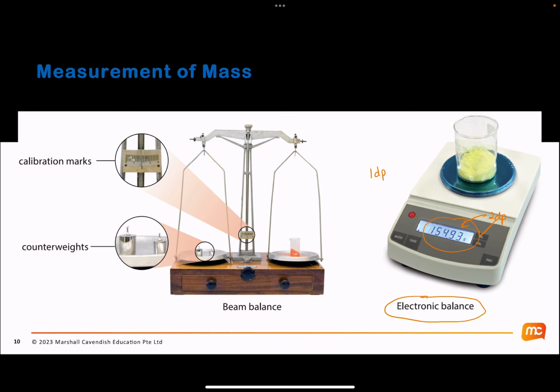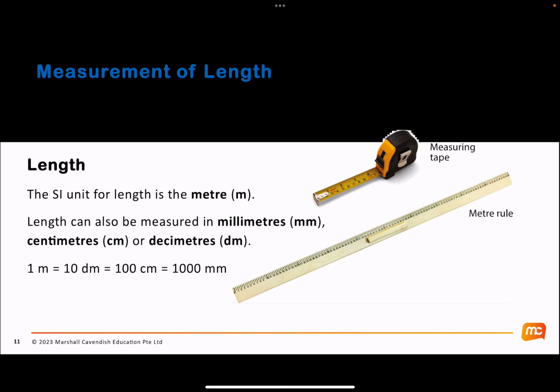Okay, let's move on. Next, length. All right, length, SI unit meter, you learn that in math or in physics as well. Okay, but other measurements will be milliliters, millimeters, centimeters. What is probably new to you is this unit. It might be the first time you are looking at it. Decimeter. Okay, so how is decimeter related to the rest of the unit? 1 meter is equals to 10 decimeter.